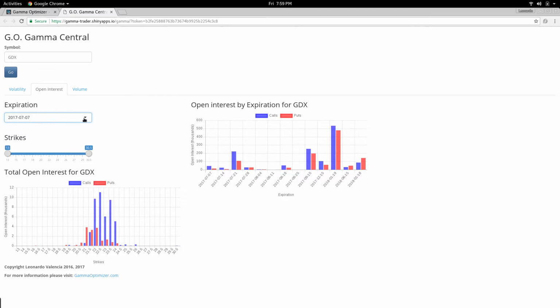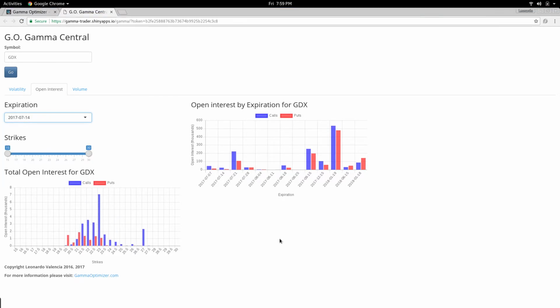For instance, for next week, let's check for next week. So you can see that in terms of calls for next week, the 23 call is the most active, the most open interest is on that one, and basically no puts whatsoever, very small puts for next week. So lots of optimism for next week for those of you following this. I'll come back to expiration, but let's move on to volume.